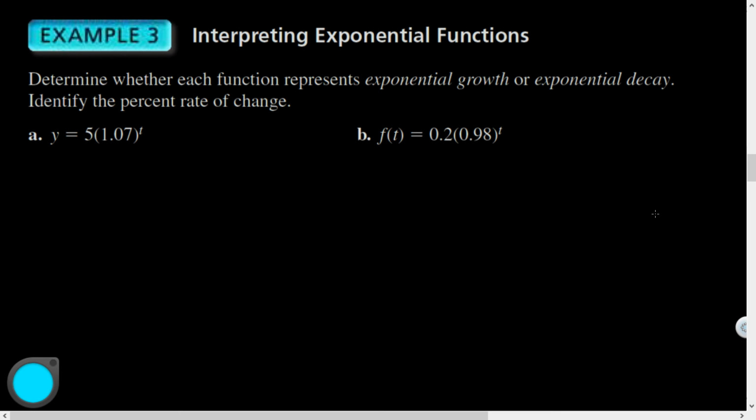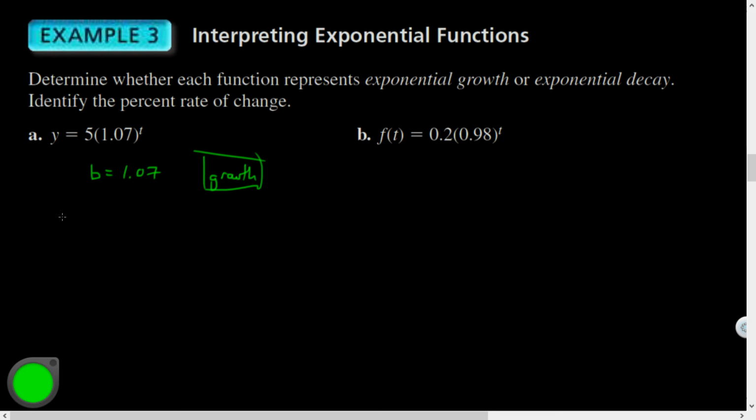It says determine whether each function represents exponential growth or exponential decay. Identify the percent rate of change. So for this one, the base is the 1.07. Because this is bigger than 1, this is actually going to be growth. All right, so that's that.